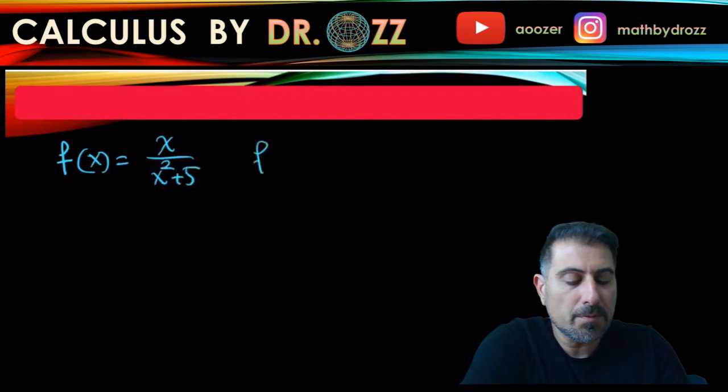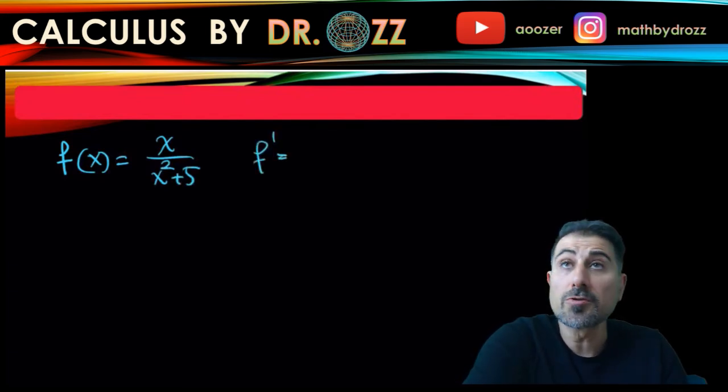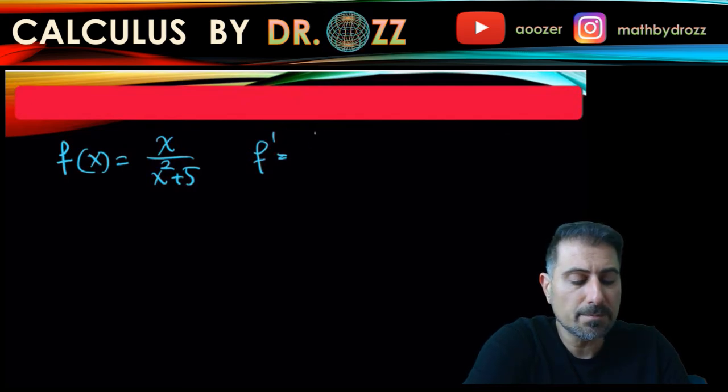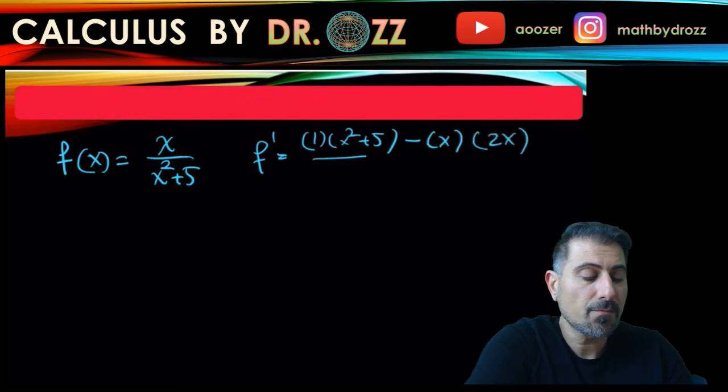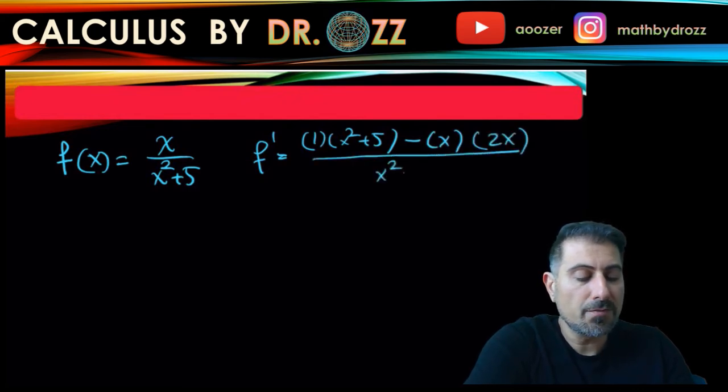And then f prime is the application of the quotient rule. The derivative of the top is 1 times the bottom, minus the derivative, keep the top, and take the derivative of the bottom. And then you divide by x squared plus 5. So let's just simplify the top.